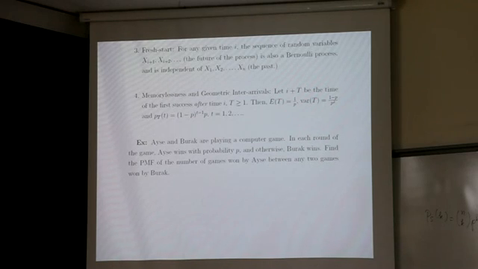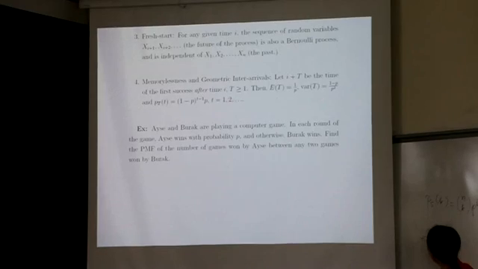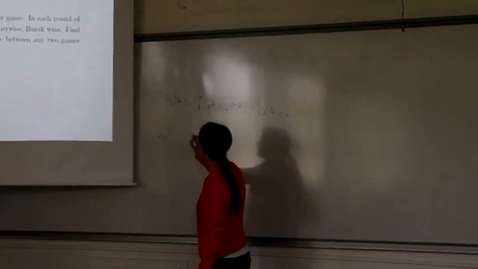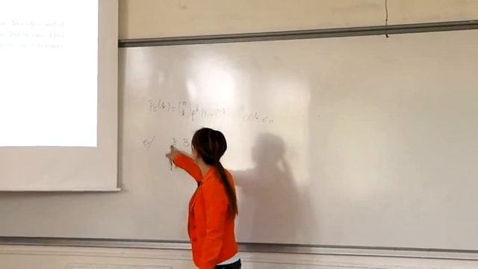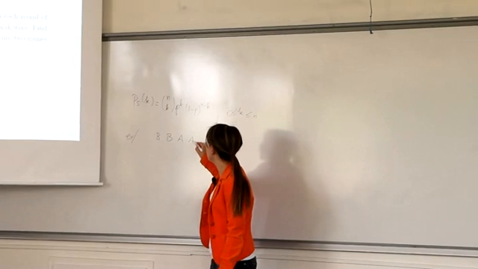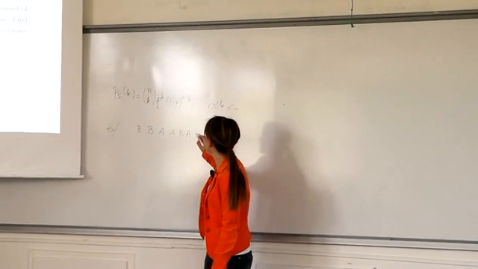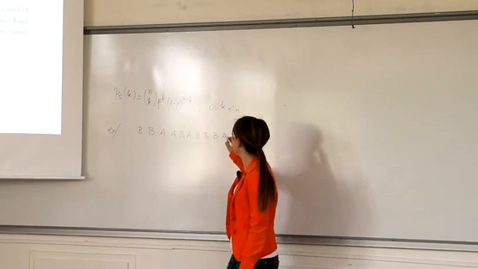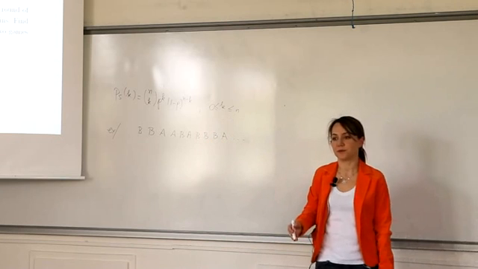So let's apply these properties on an example. Here's the example. Ayşe and Burak are playing a computer game. In each round of the game, Ayşe wins with probability p, and otherwise Burak wins. Find the PMF of the number of games won by Ayşe between any two games won by Burak. Okay? So the example is like this. Maybe we could denote the games won by Burak with B, and then between them we have Ayşe and Burak and Ayşe and Burak, and then Ayşe, etc. So it'll go like this.